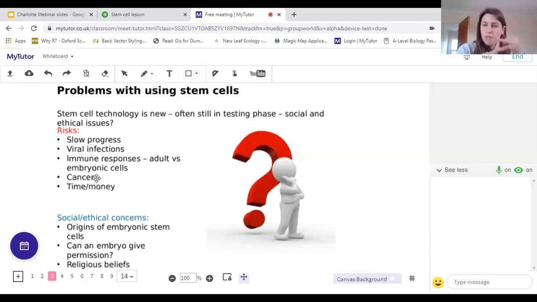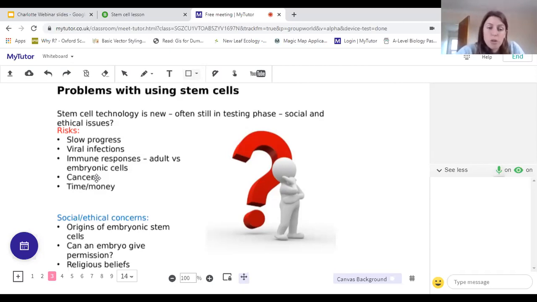So we did talk about viruses as pathogens, and viruses are very difficult to get rid of, and as we know at the moment, that's why we're all sat at home. So they move into cells, and then they replicate within a cell, and then they burst the cell. And it may be that stem cells are more prone to those viral infections. They're not sure yet, but there is some evidence that they might be.